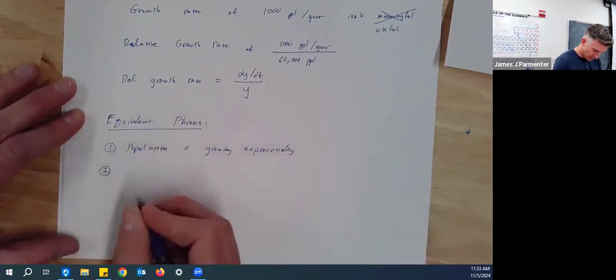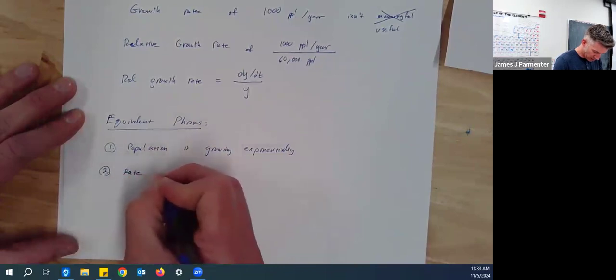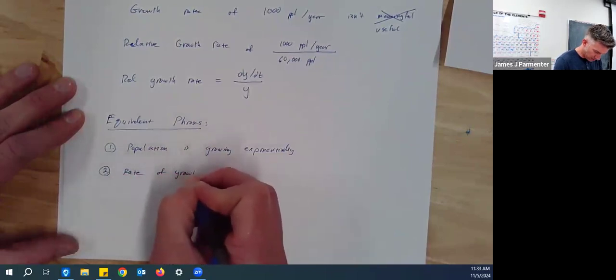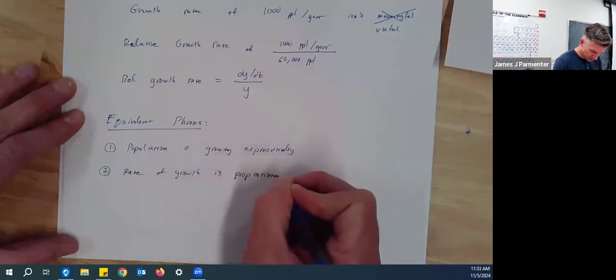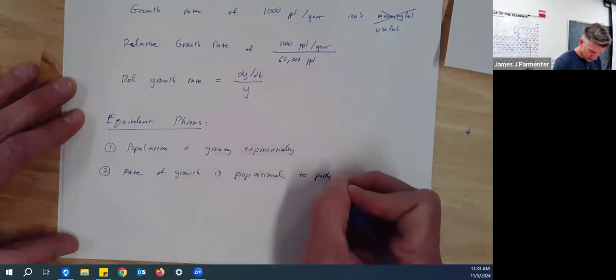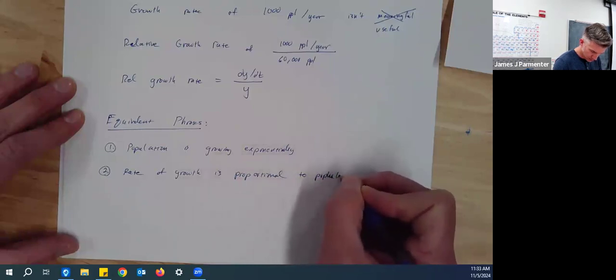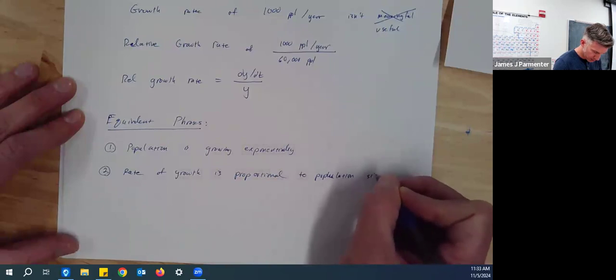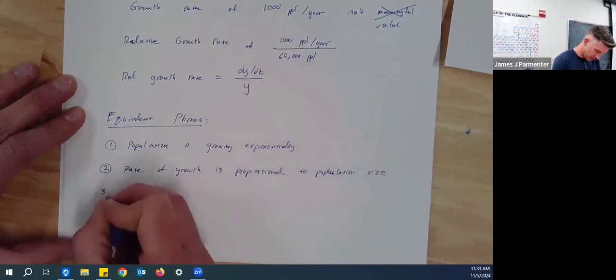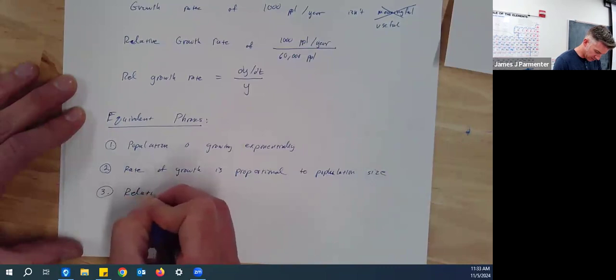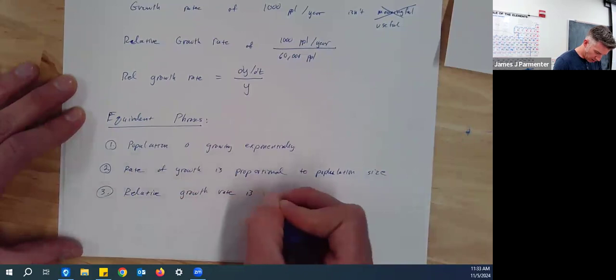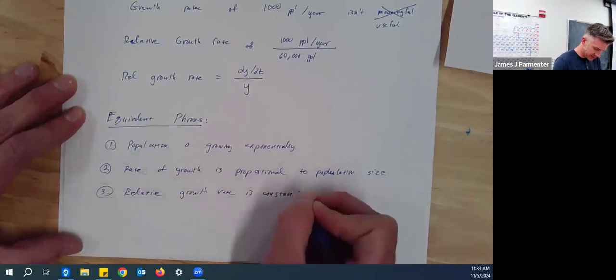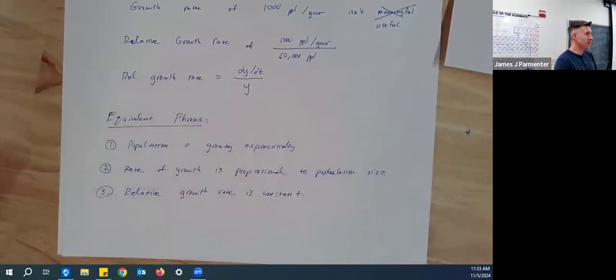Phrase 2, the rate of growth is proportional to the population size. Phrase 3, the relative growth rate is constant. All 3 of these phrases mean exactly the same thing. So when you hear any one of them, you should think, okay, we're talking about exponential growth.